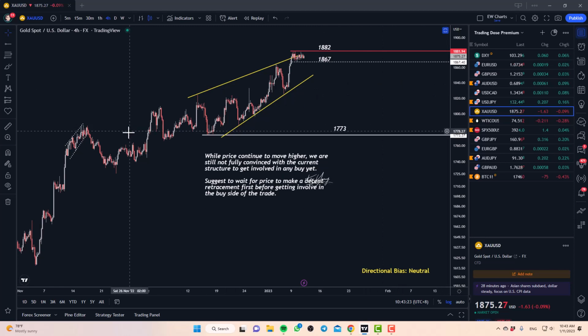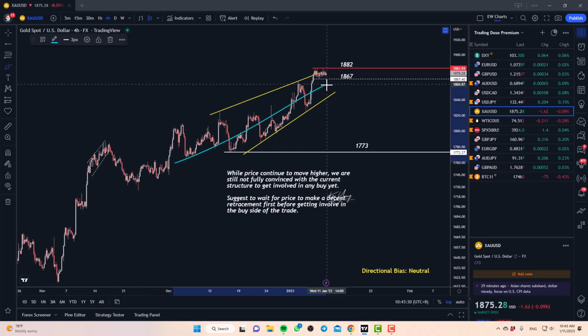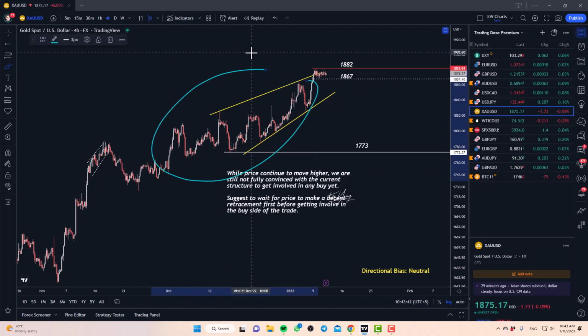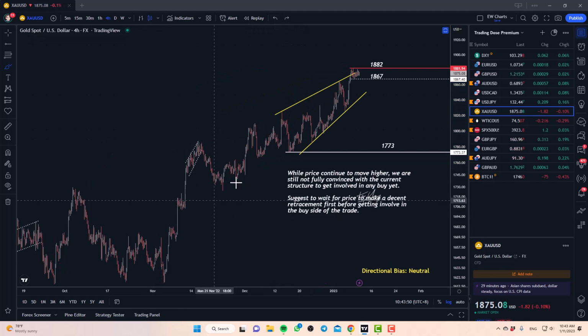Okay, so gold overall has been moving higher, but this entire piece of structure to me is not very convincing in the upside. Okay, what I mean over here is that I won't be personally looking to buy with this kind of structure. Fundamentally and from a macro perspective, from a long-term perspective, I'm still bullish on gold, right? I still have a position running on buy that was entered like earlier last year.